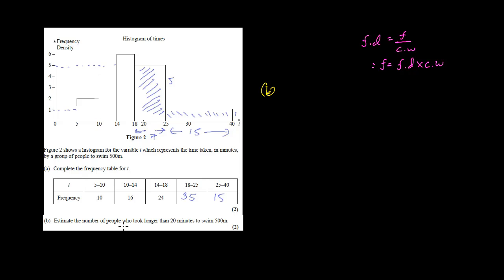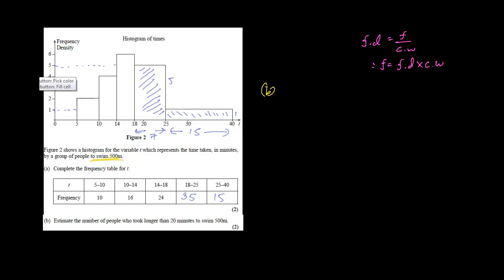In question number B, estimate the number of people. Remember, number of people is represented by this frequency. This 500 meter is a noun. It is the name of the race. It's a 500 meter swimming race, so don't get mixed up with this number. So estimate the number of people who took longer than 20 minutes.